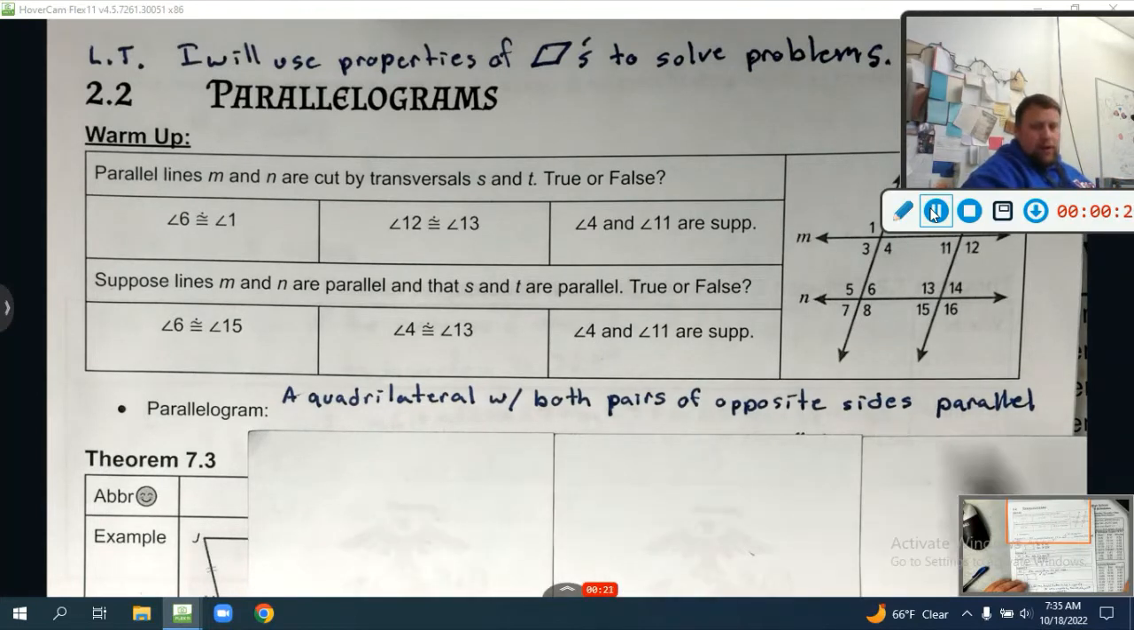When you finish, feel free to write down the vocab today, which is parallelogram: a quadrilateral, that's just a four-sided figure, with both pairs of opposite sides parallel.